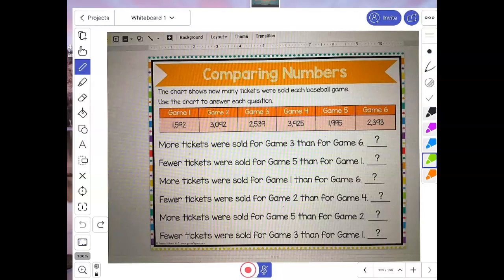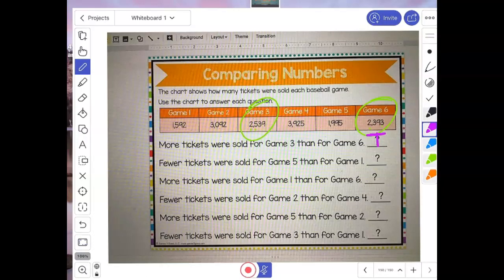More tickets were sold for game 3 than for game 6. Let's see if that's true or false. So this is 2,000 and 2,000. Those are equal. 500, 300. Oh, okay. So 500 is greater than 300. So were there more in game 3 than game 6? I think that's true. So if I were really on my slides, I would erase the question mark and I would put a capital T there for true.